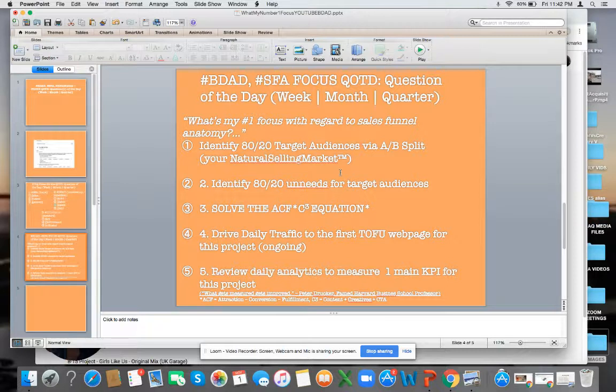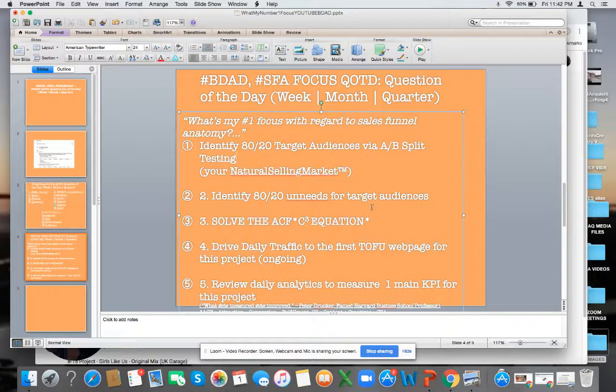So the first one is that I'm doing some A/B split testing now to identify a natural selling market for a new venture that I'm working on. Okay, the natural selling market.